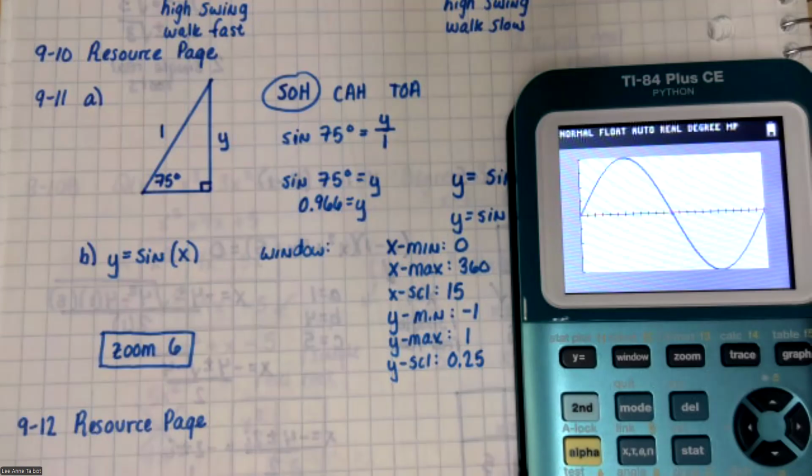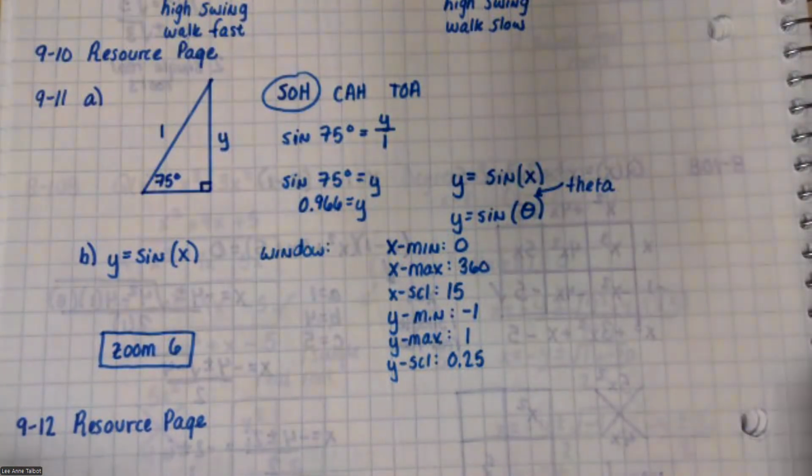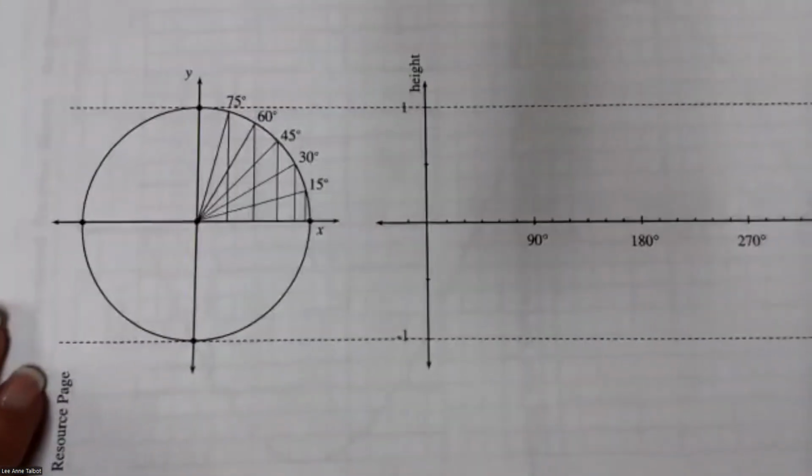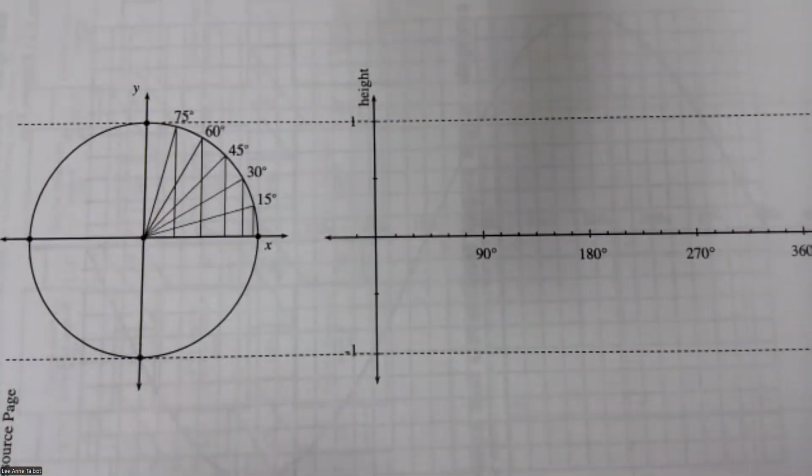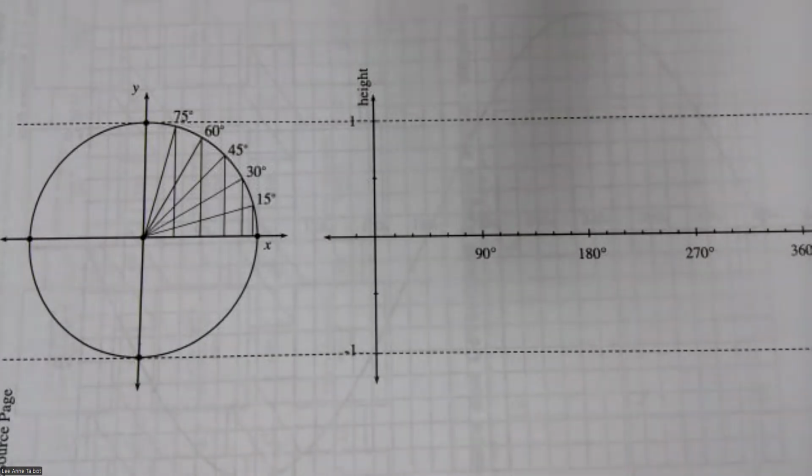If you guys could get the next resource page out. You guys even know that sine, cosine, and tangent had graphs? Okay, now for this graph, I highly suggest you have a ruler. If you do not have a ruler, you might want to go grab one.